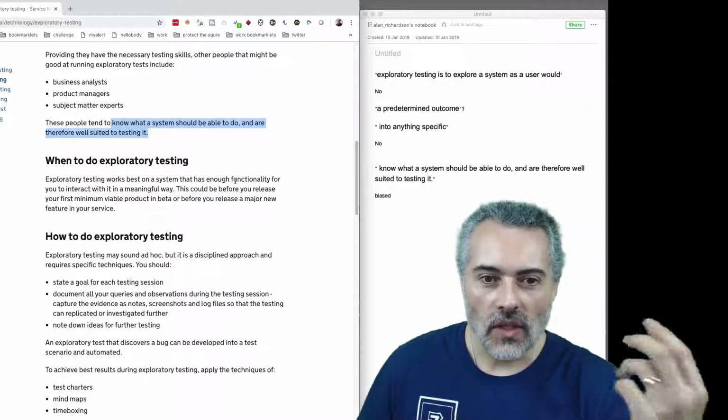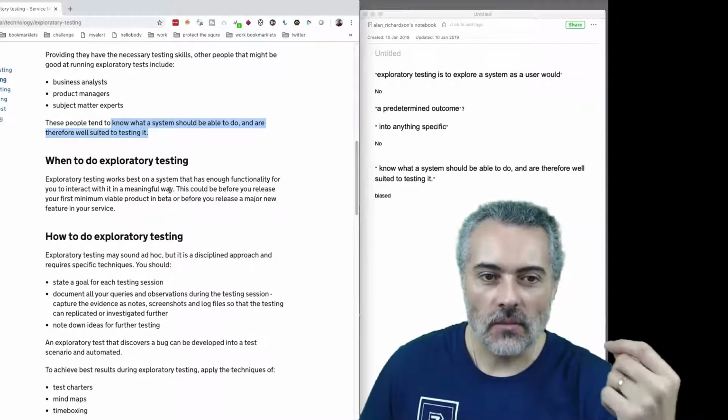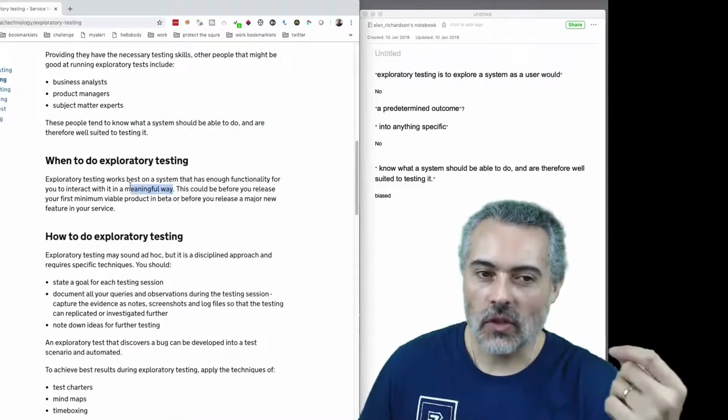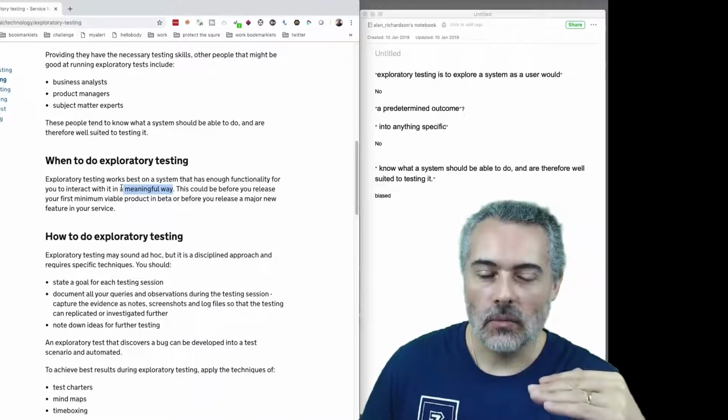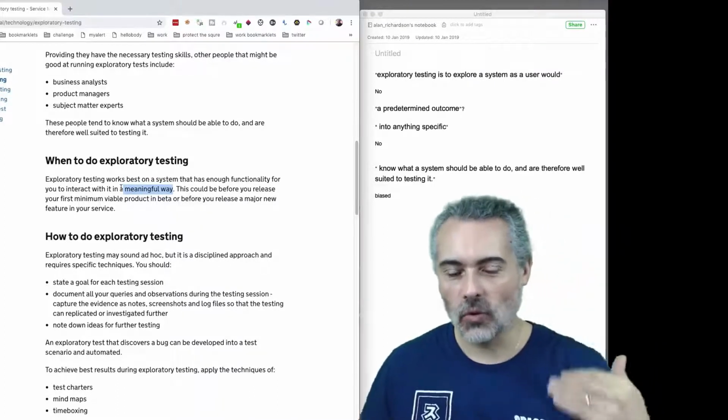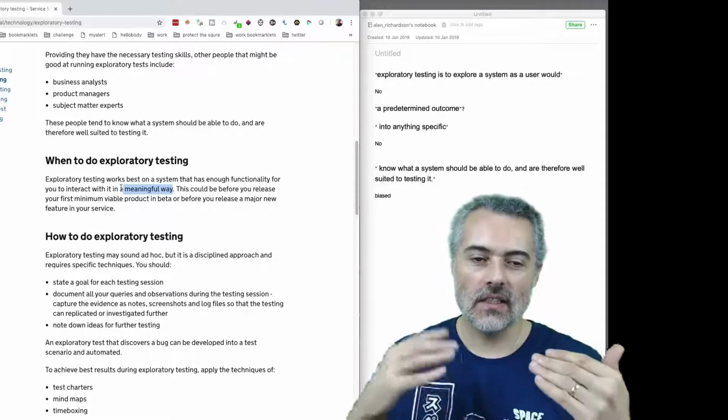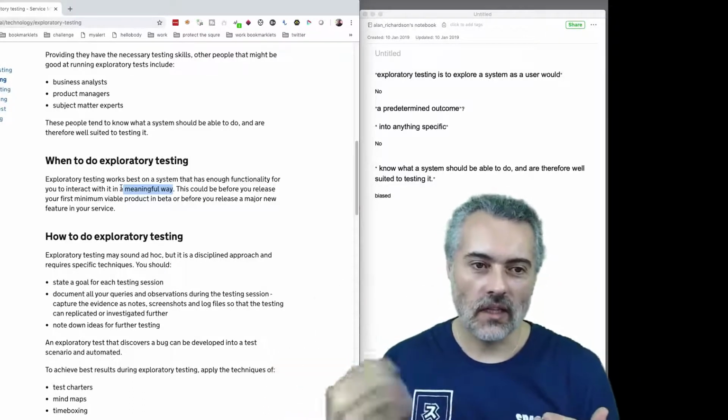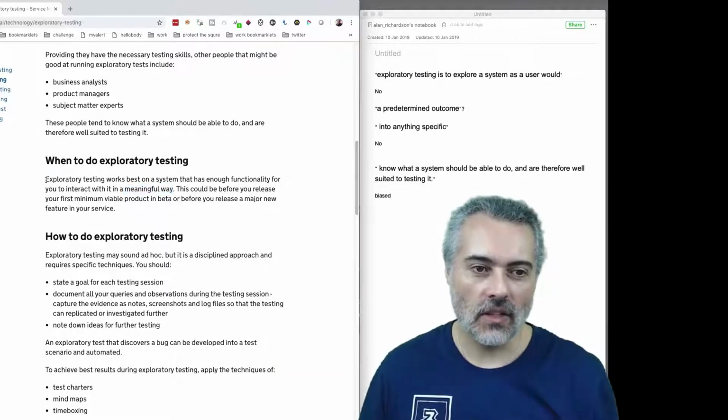When should we do it? When there's enough functionality to interact with it in a meaningful way. But we can do explorative testing on nothing by asking questions and exploring the models that people have to see if it's going to get built in a correct way. So I don't agree with this.